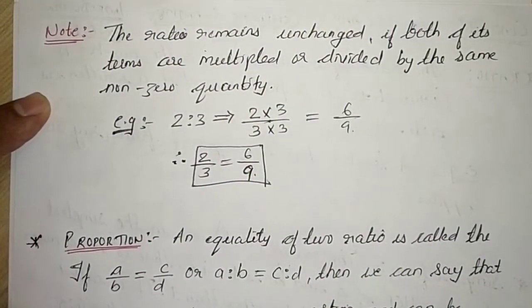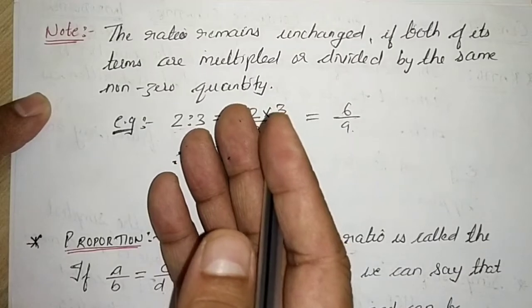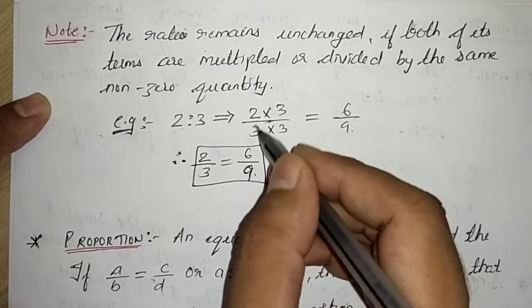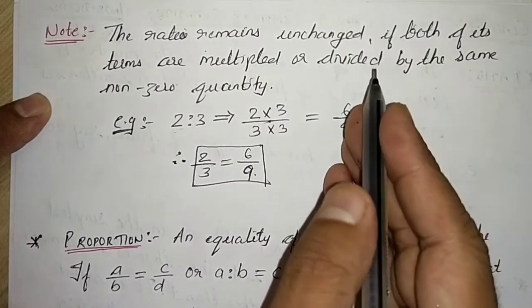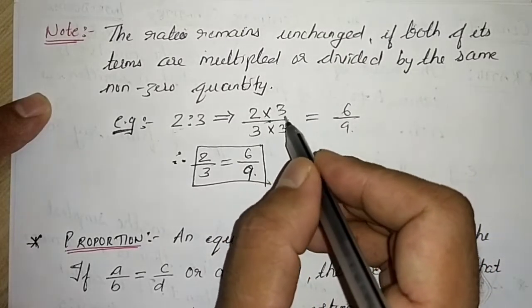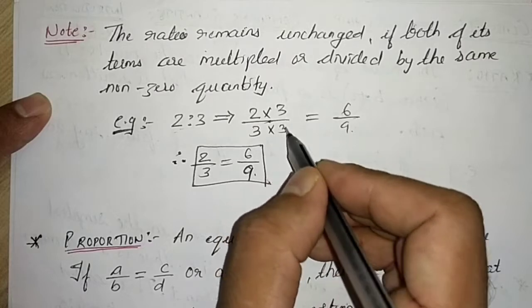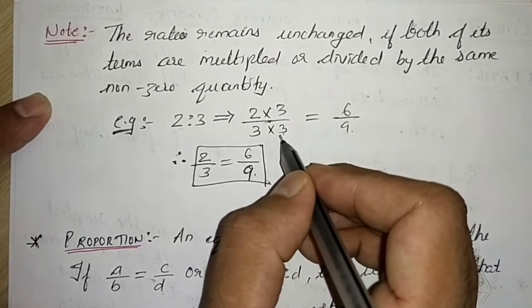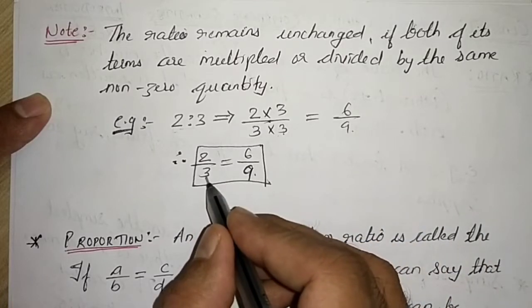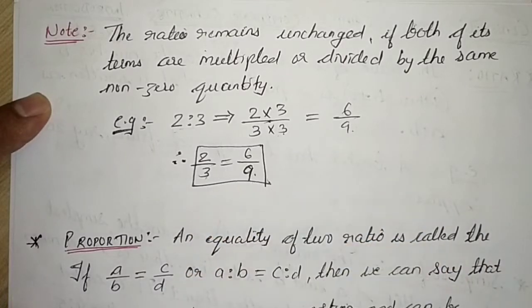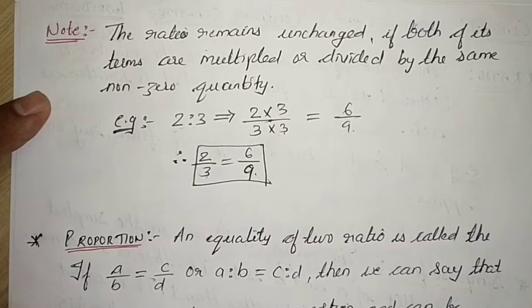The ratio, whatever the ratio is there, 2 is to 3, here we have taken 2 is to 3, it will remain unchanged if you are multiplying both of them. If you are multiplying or dividing with the same number, here we have multiplied with the same number 3 and 3, denominator and numerator, it will remain the same, that is 6 is to 9. So 2 divided by 3 is equal to 6 divided by 9, it will remain unchanged.